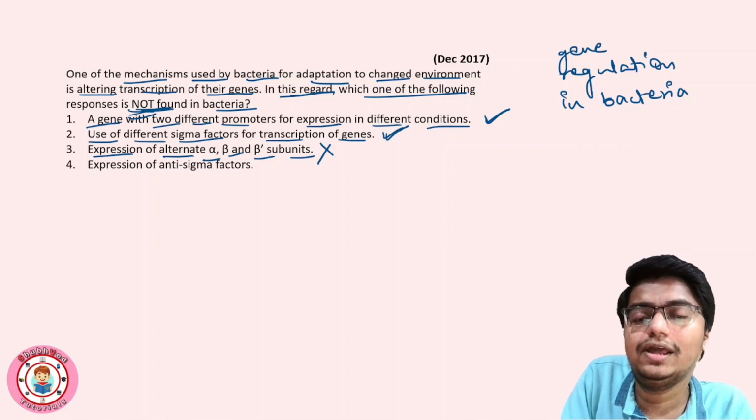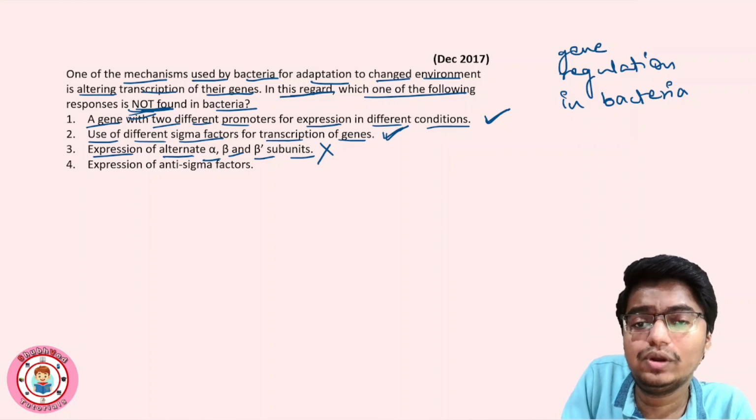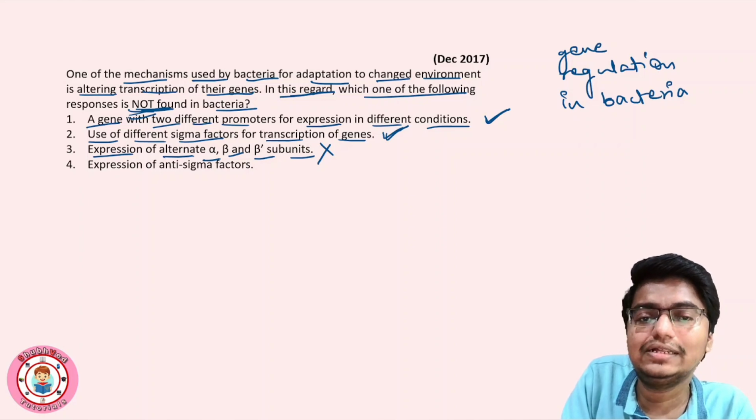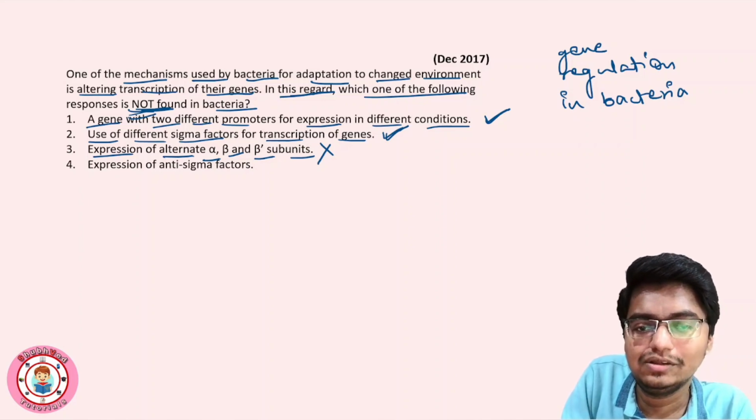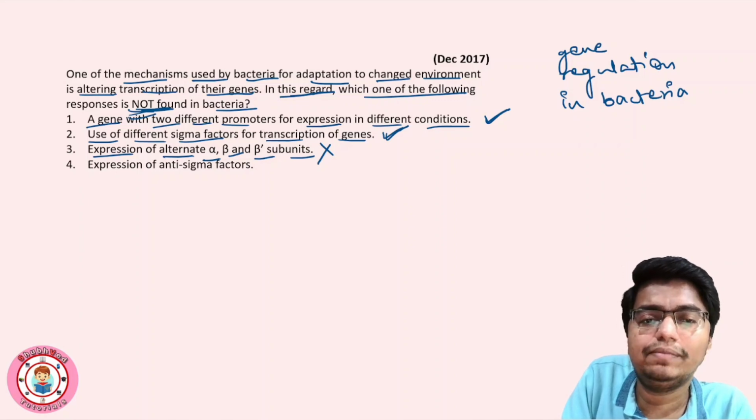Okay, alpha, beta and beta dash subunit का alternate expression possible नहीं है. Why? Because this consists of core enzyme. Okay, core enzyme sigma के साथ जब जुड़ जाता है, that is holo enzyme. So core enzyme alternate expression is incorrect statement.